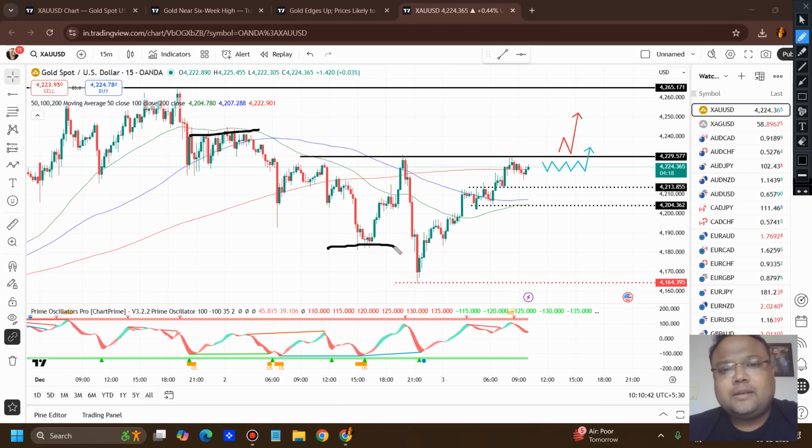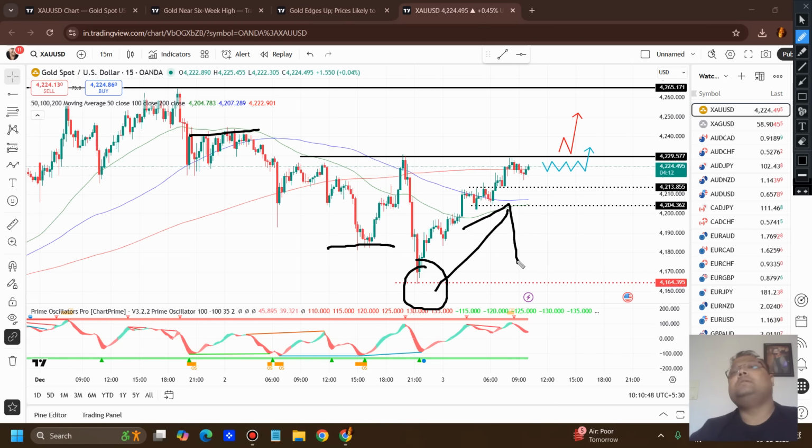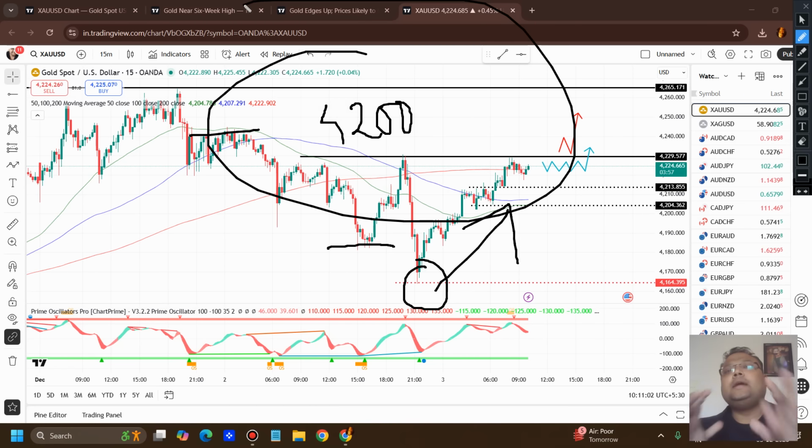But the surprising thing that we need to notice here is that after making a low of 4164, gold gave a big bounce, and you can see that gold has recovered tremendously. And right now, gold is trading comfortably above 4200 again. So 4200 is working like a magnet right now. Sometimes gold is going below it, but again, gold is recovering, and again, gold is going up. So it has become a big mystery.